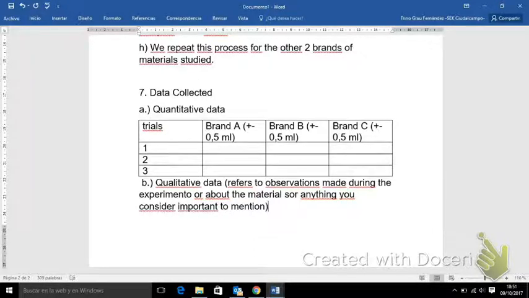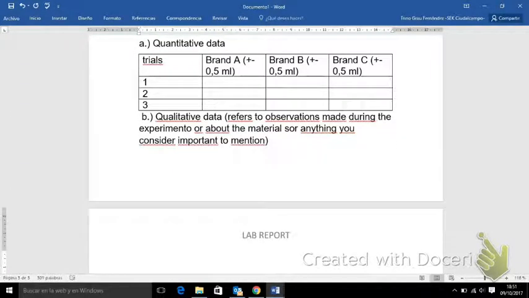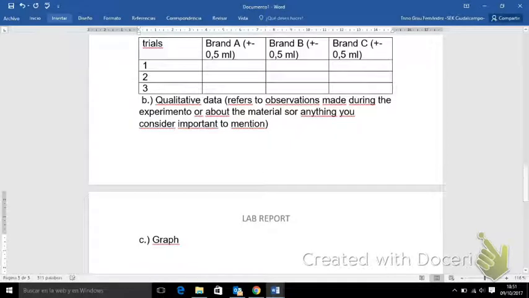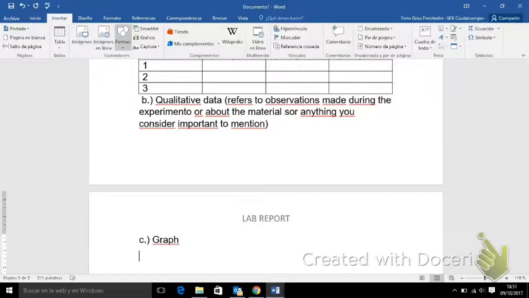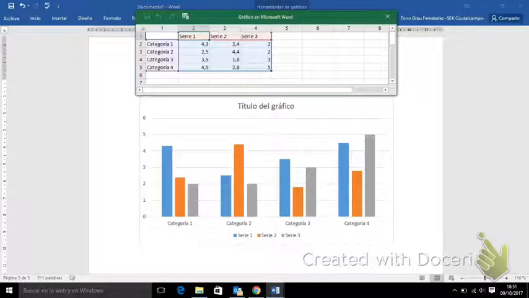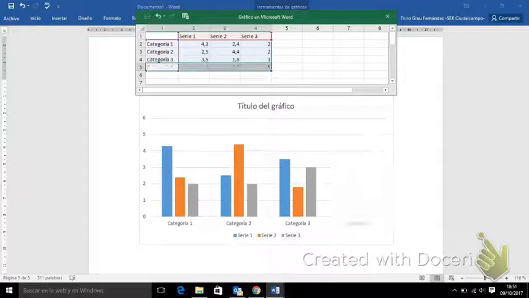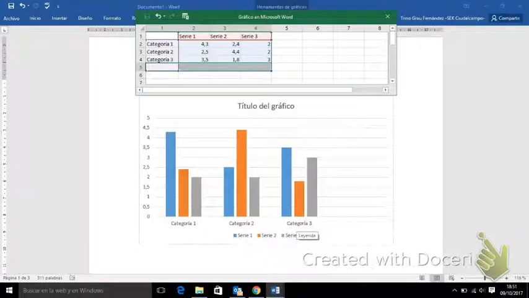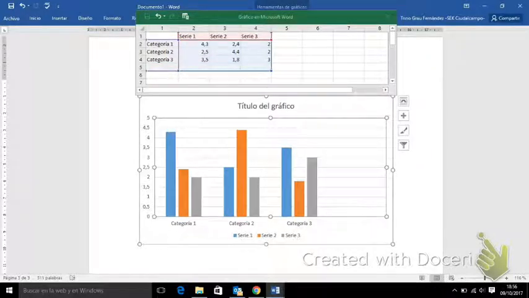So once you have the data, you do the graph. That will be the third part, graph. So you need to insert a graph, a bars graph, like this one. We have three categories because we have three different brands, and you need to include the title of the graph, and then you click on the graph. So here you put the data you obtain.